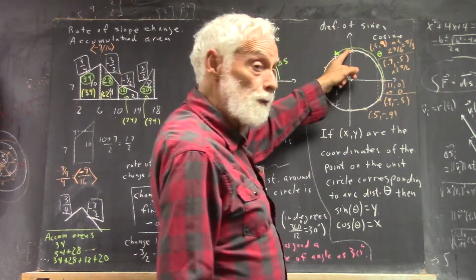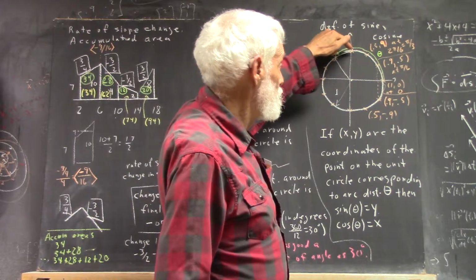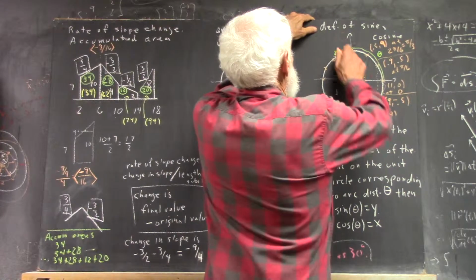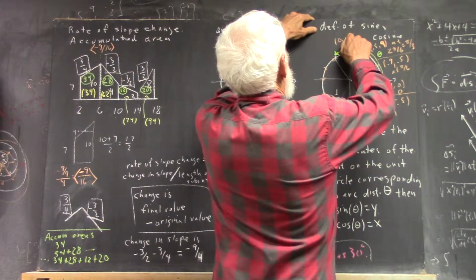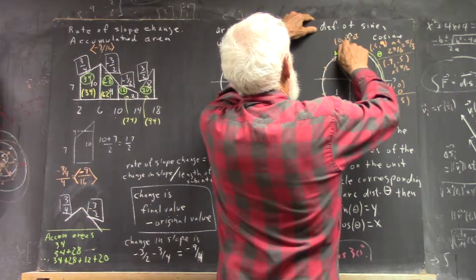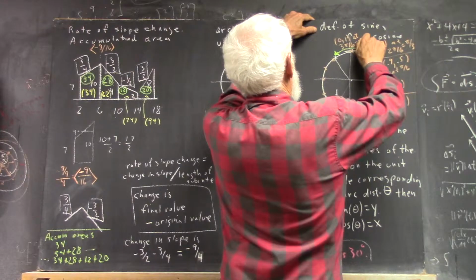At 3 pi over 6, we're going to be all the way up to 1. The y coordinate will be 1, the x coordinate will be 0. So that'll be 0, 1 at 3 pi over 6, which of course reduces to pi over 2.